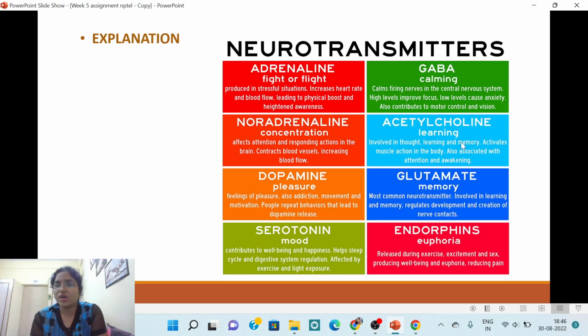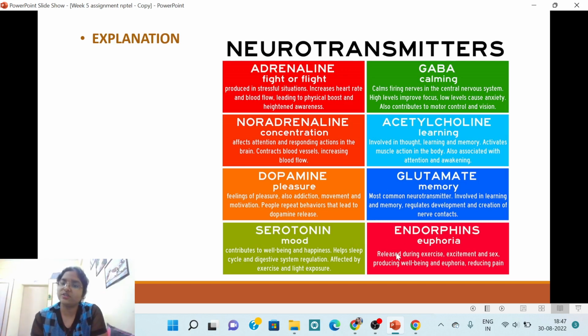Acetylcholine is involved in our learning and memory process, thought process. The release of dopamine gives a feeling of pleasure and motivation in our body. Glutamate is the most common neurotransmitter. It is also involved in learning and memory. Serotonin is a mood neurotransmitter. You can say it contributes to well-being and happiness. Whenever we feel happy, serotonin is secreted in our body. It also helps in sleep cycle and digestive system regulation.